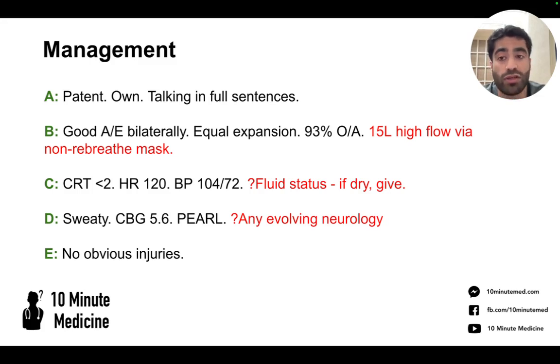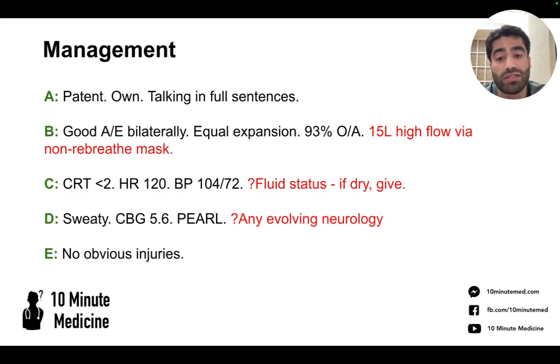So just managing what you found on your A to E assessment, and we've highlighted it here in red. So the airway is clear. Breathing wise, you've spotted that they're 93% on air, so it's probably a good idea to start them on high flow oxygen in the acute setting. So always 15 litres via non-rebreathe mask, and then you can titrate that accordingly depending on how the patient responds.